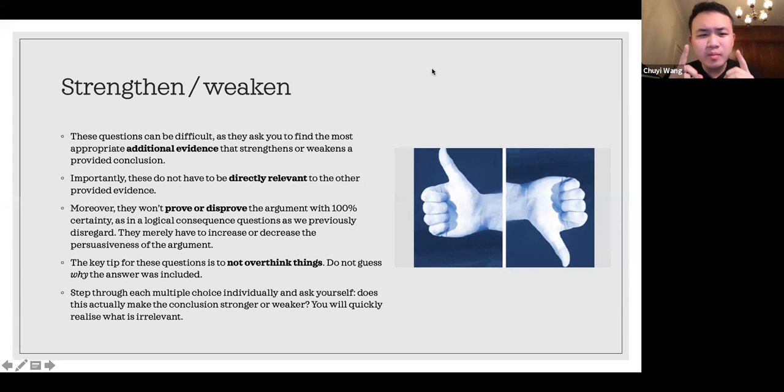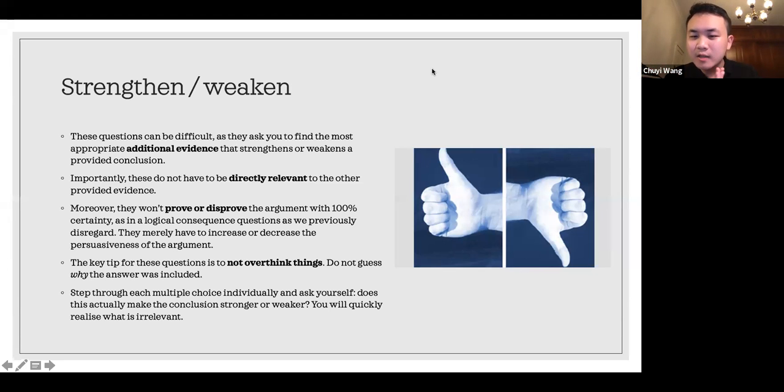Now, you're not asked to prove whether it's right or wrong. All you're asked to do is to provide the answer that best strengthens the conclusion that they've made. Does everyone understand what I'm talking about? So it just makes it a little bit stronger. It doesn't prove it right or wrong. It just makes what they're saying a little bit more persuasive.